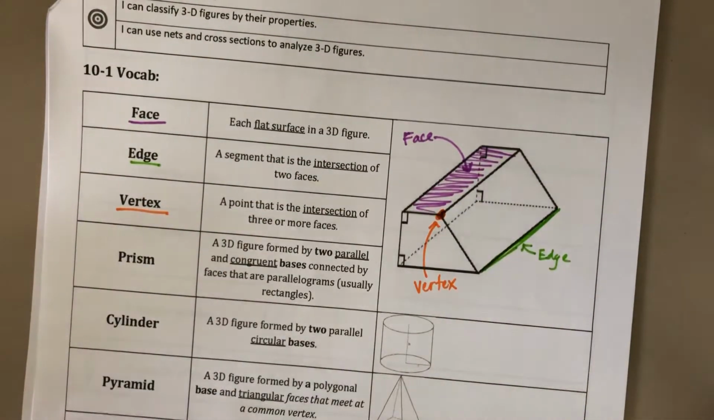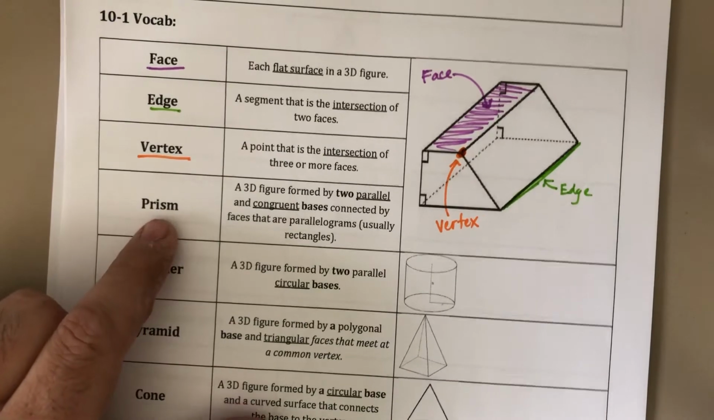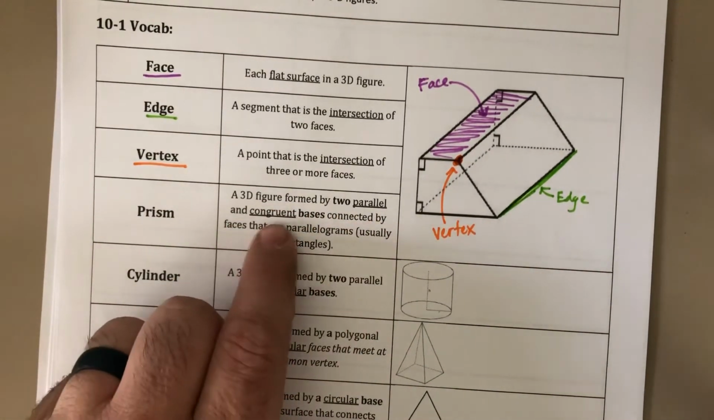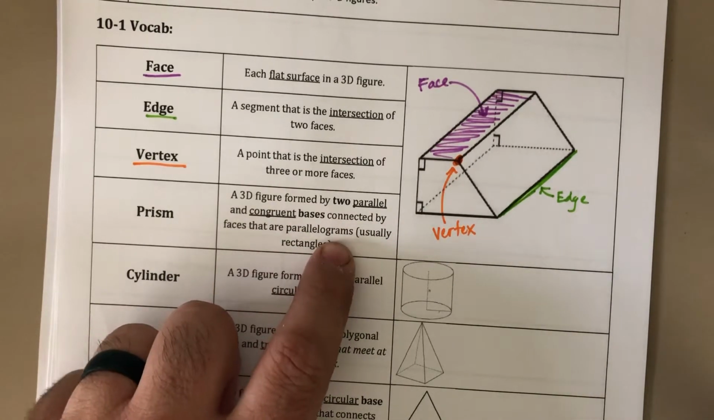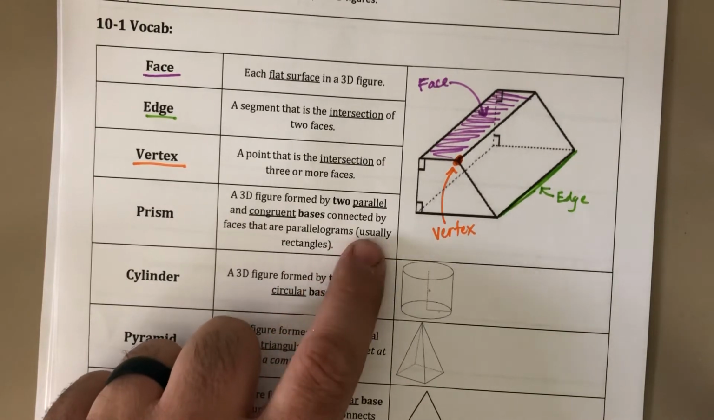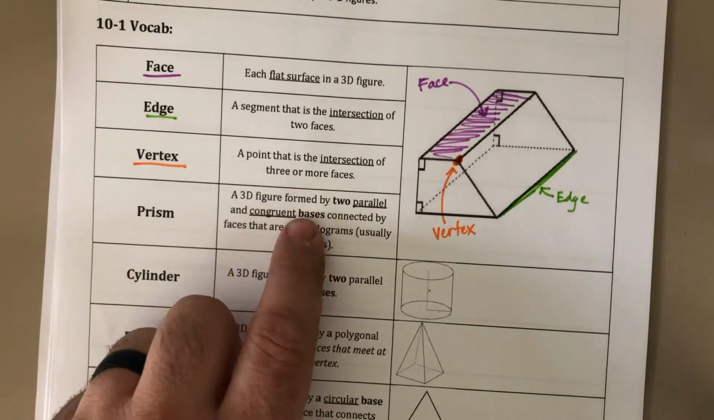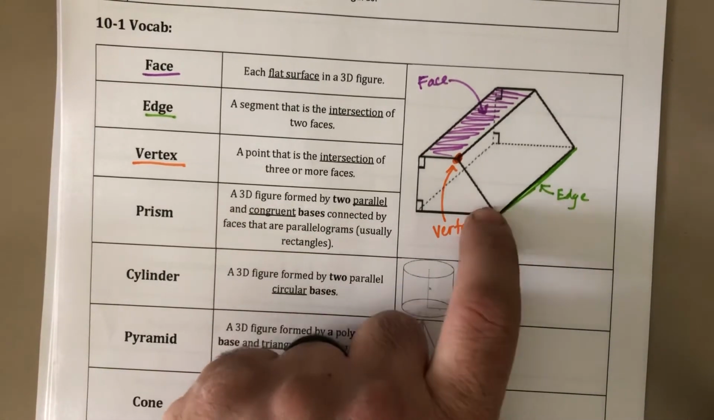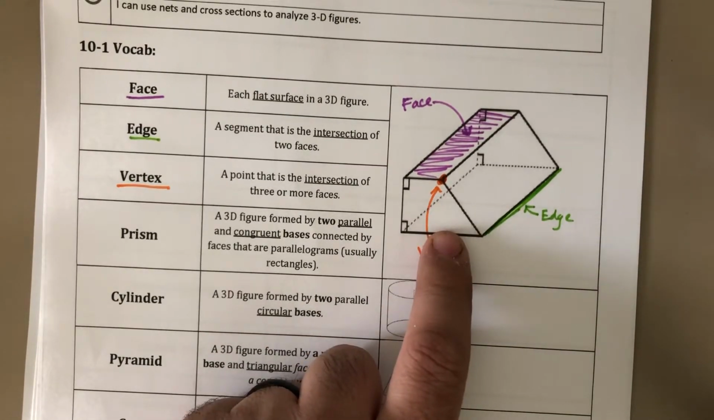All right, now there are different types of shapes we're going to be looking at. They're called prisms. A prism is a 3D figure formed by two parallel and congruent bases connected by faces that are parallelograms, and those are usually rectangles. For the most part, that's what we're going to be focusing on, rectangles. So two parallel congruent bases connected by faces that are rectangles. So this one is a prism. This is actually going to be called a trapezoidal prism.